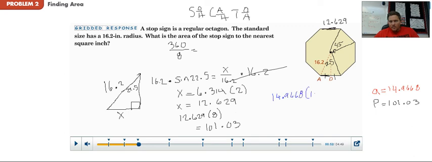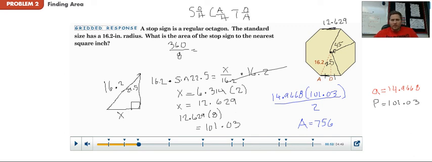14.9668 times 101.03. Multiply those two together and then divide it by 2. So I multiply by 14.9668, and then I cut it in half, and I'm going to get an area right here of 756.0. What am I rounding to? I got 0.4, but it told me to actually round to the nearest square inch. So since it's 0.0, we're just going to leave it just like that.